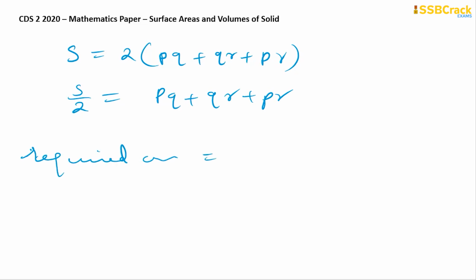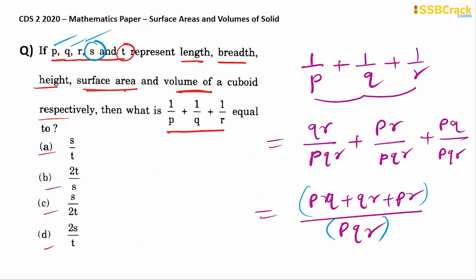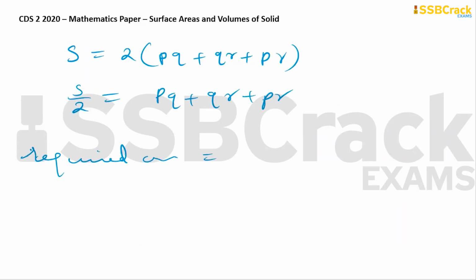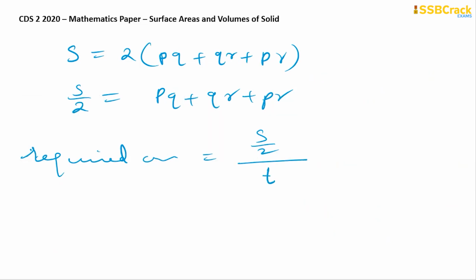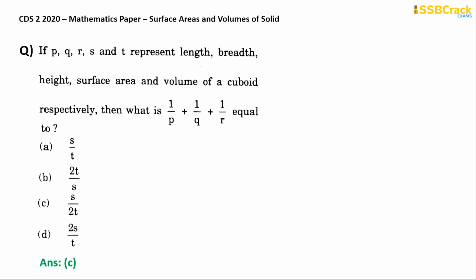What is that? In the right hand side we are left with this part. So the numerator is what then? It is S by 2, the denominator is volume, and that is the notation T. So we got S upon 2T, and hence the key we obtain now is option number C, that it is surface area S upon 2 times the volume.